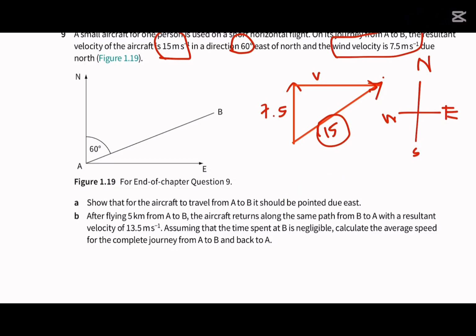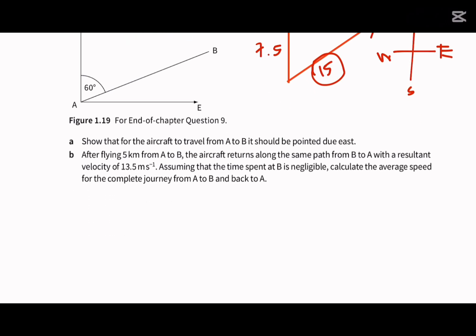So part B, let's see. After flying 5 kilometers from A to B, the aircraft returns along the same path from B to A with a resultant velocity of 13.5 meters per second. Assuming that the time spent at B is negligible, calculate the average speed of the complete journey from A to B and back to A.